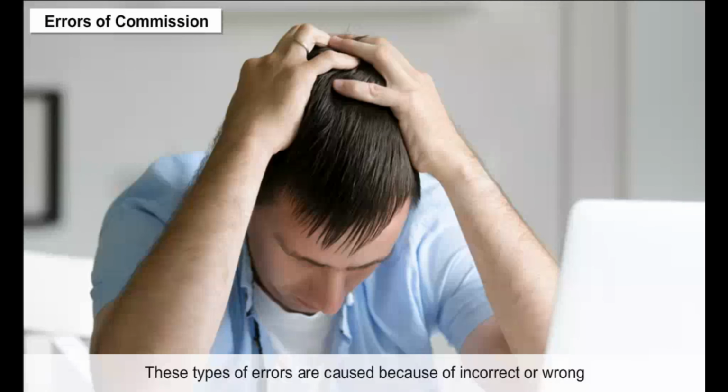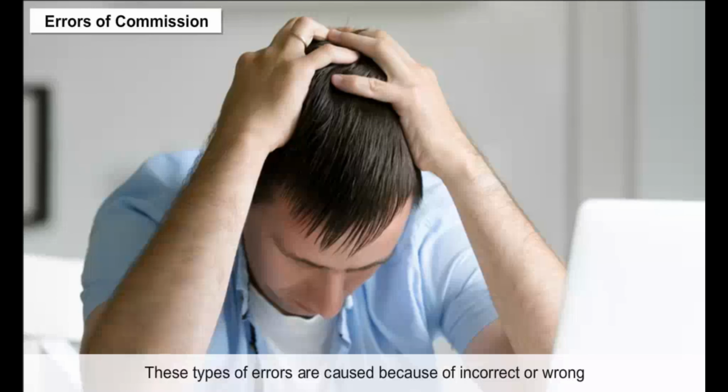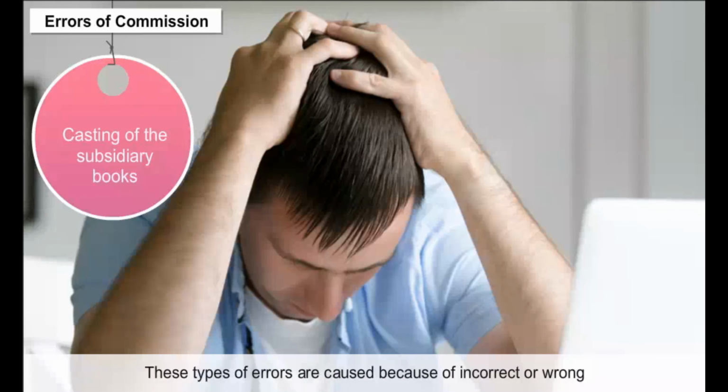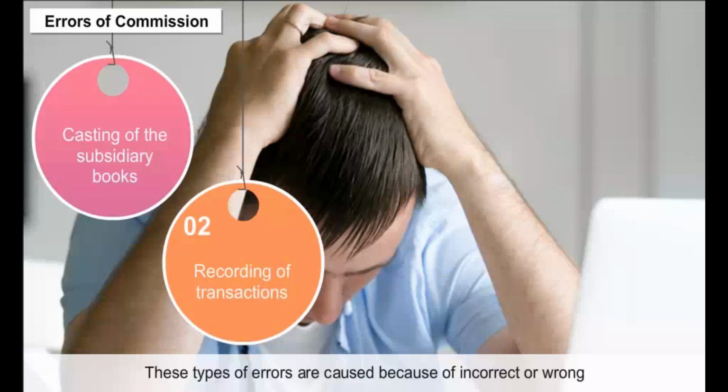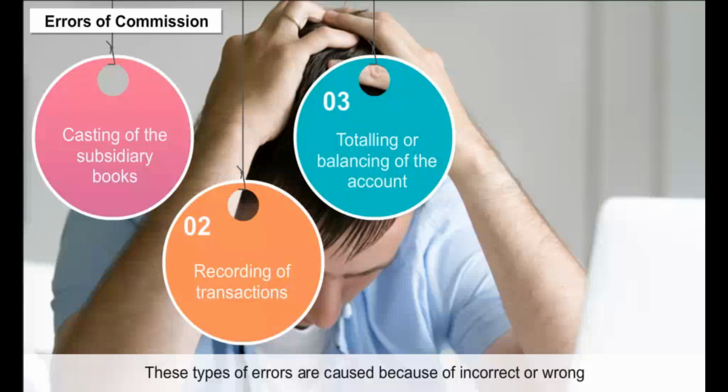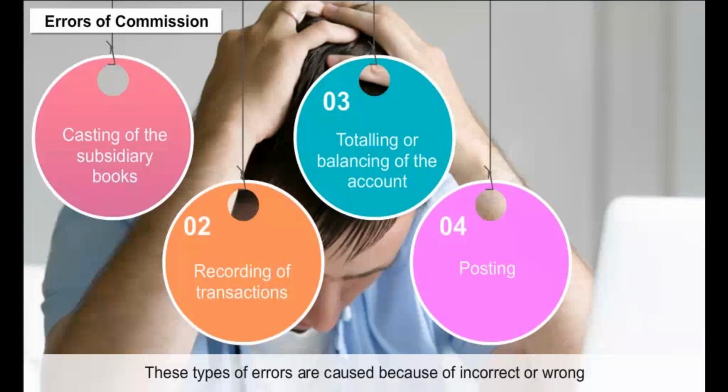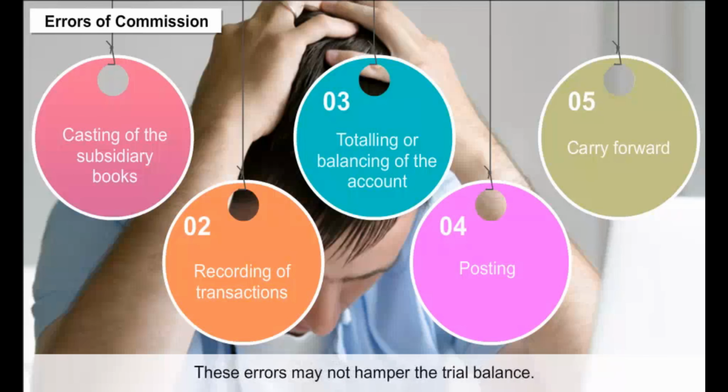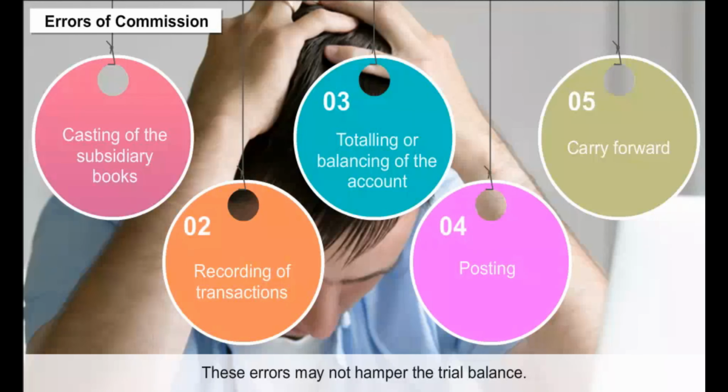These types of errors are caused because of incorrect or wrong casting of subsidiary books, recording of transactions, totaling or balancing of the account, posting, carry forward. These errors may not hamper the trial balance.